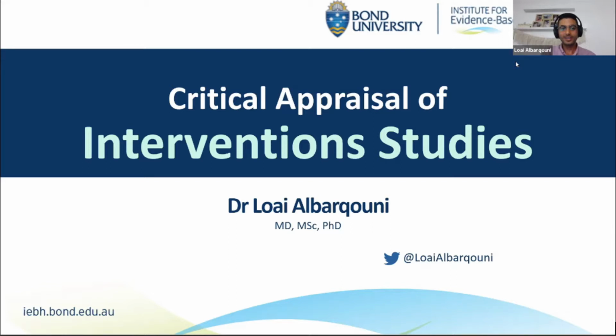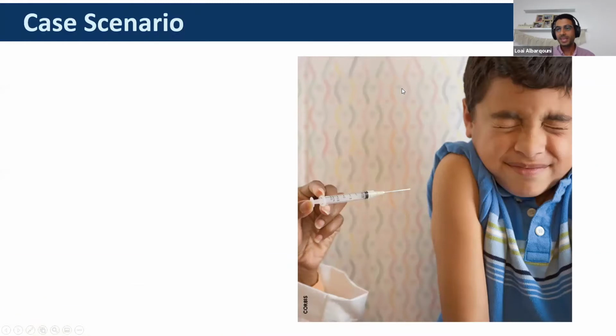So let's start with this case scenario. You have been in a clinic and you have been presented with a mother with her kid, a few weeks old, coming for immunization. And she was asking you whether, the first time that her baby got the immunization, he was in severe pain and there was a lot of reaction, redness and swelling in his arm. And she thought that if there's any change in the needle size, it could reduce that local reaction.